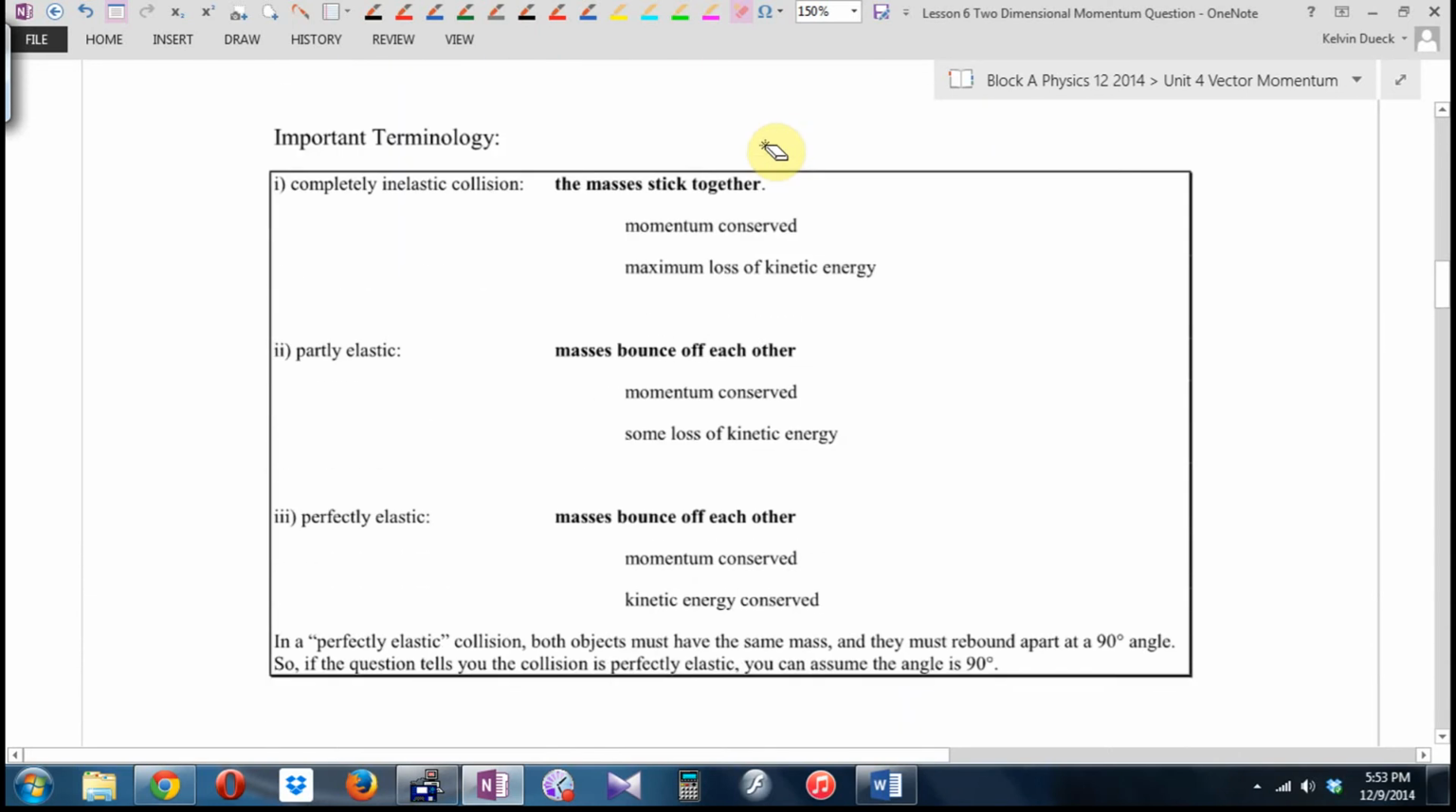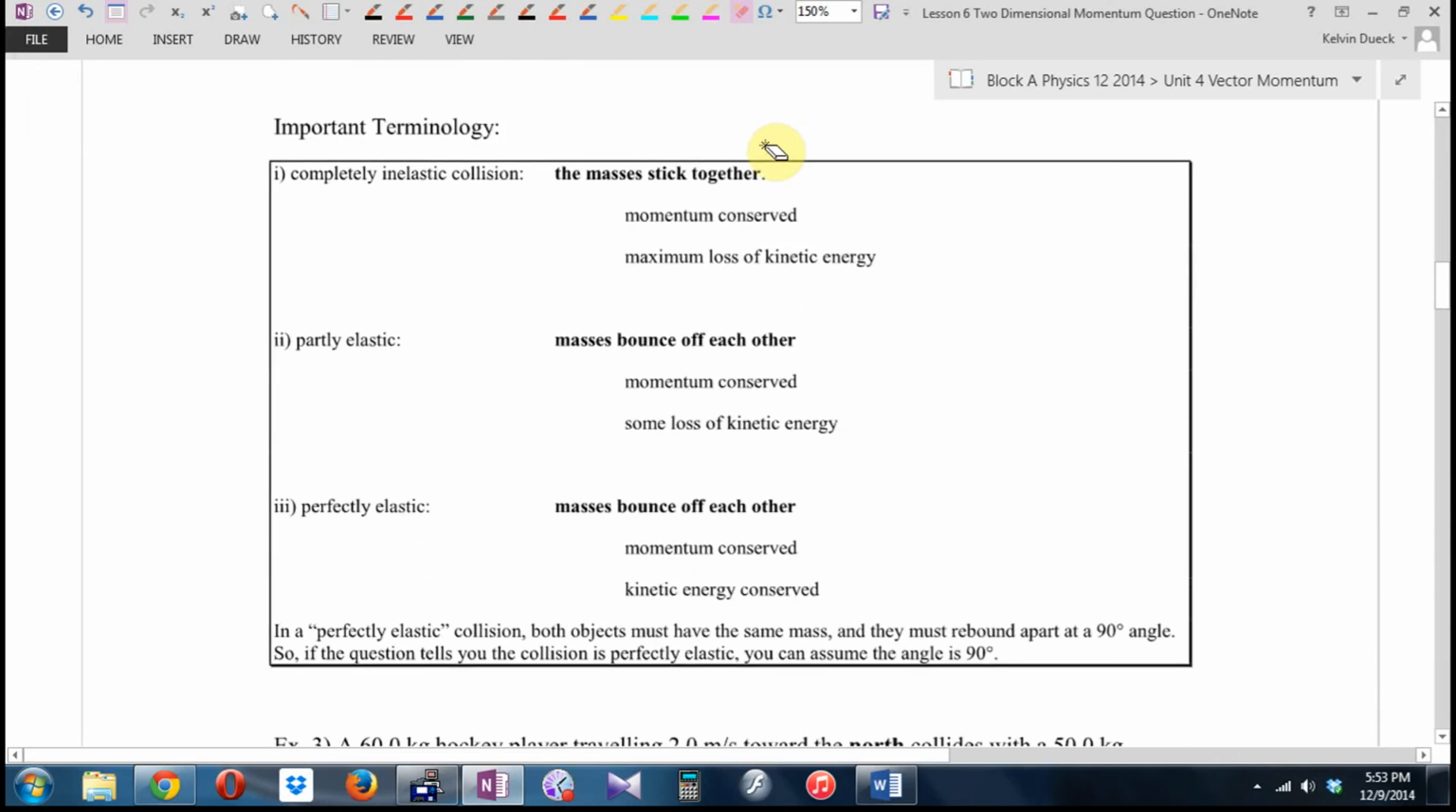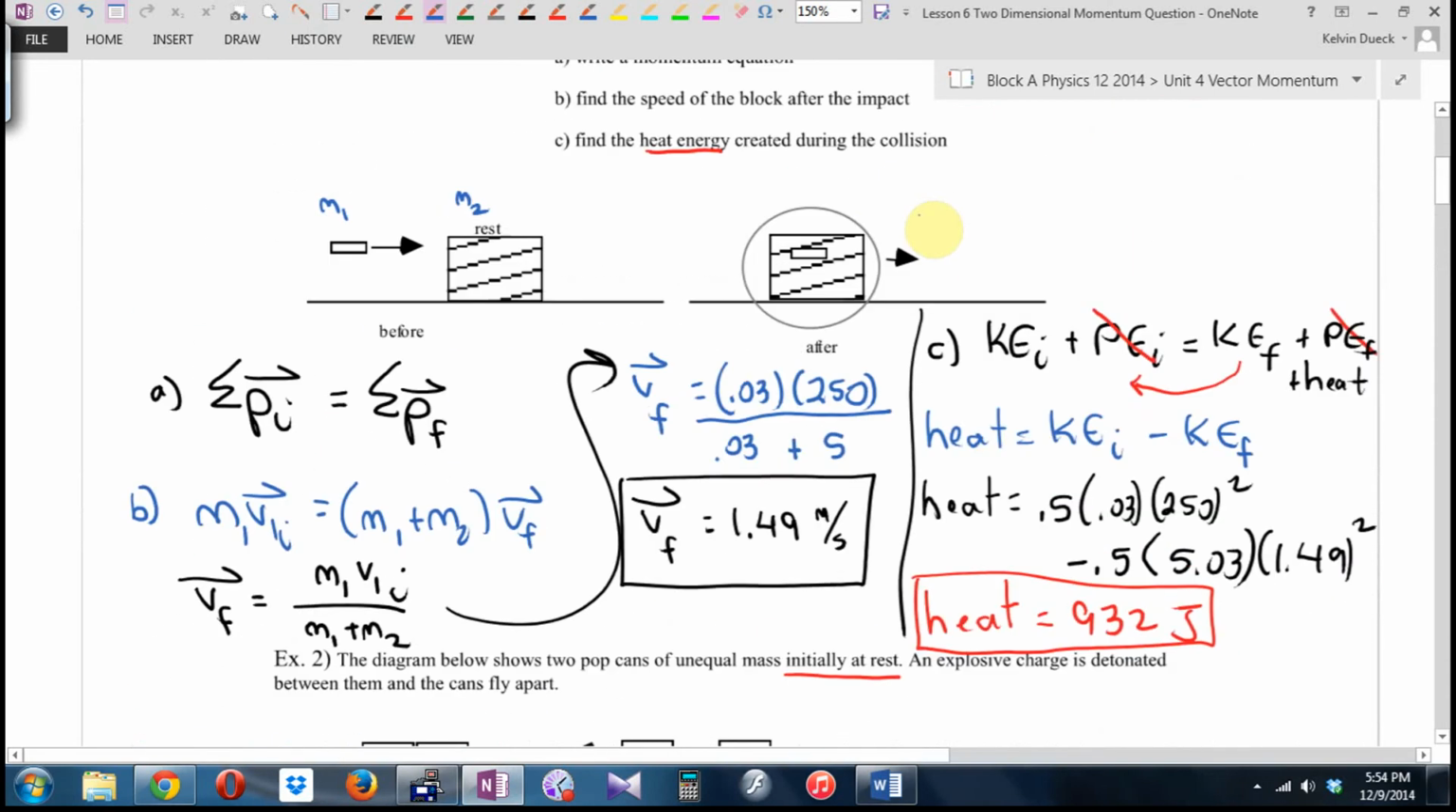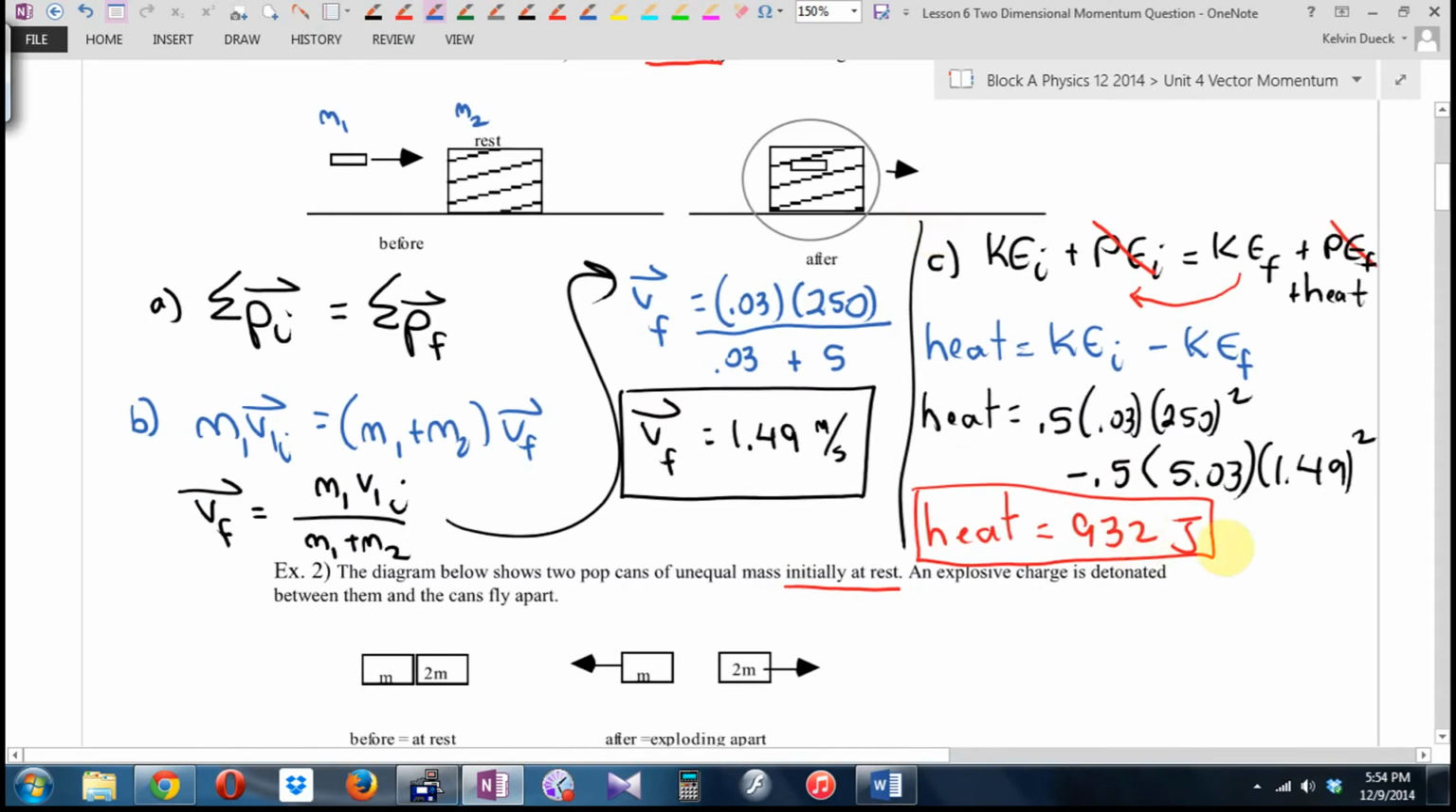Next page. Some terminology. The first two are important, the third one not as much. A completely inelastic collision, the masses stick together like the bullet and the block that we just did. And in those, momentum is conserved, but you lose some kinetic energy, a fair bit. In fact, you know how much kinetic energy we lost in the earlier example? 932 joules, because that turned into heat.